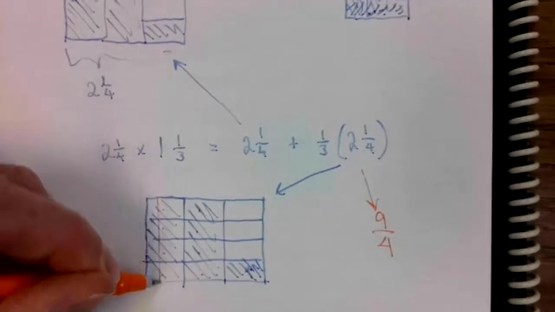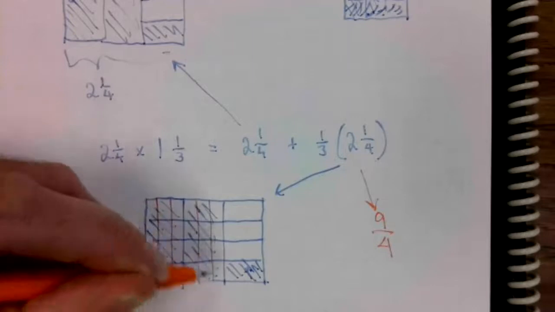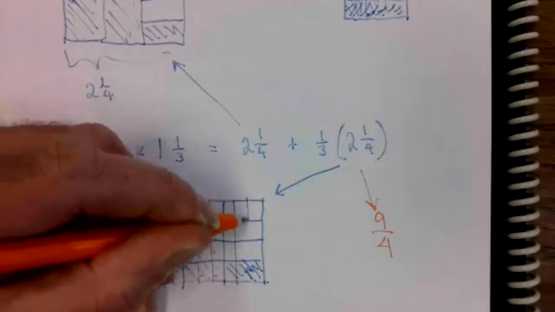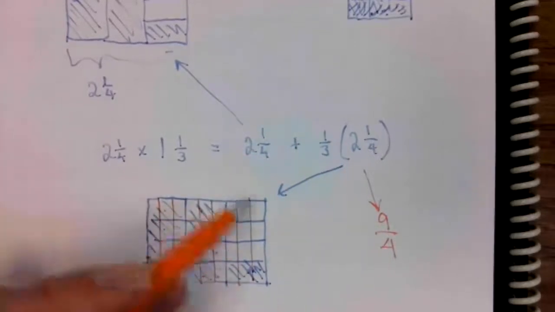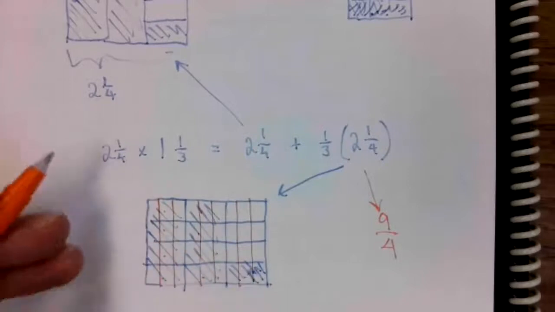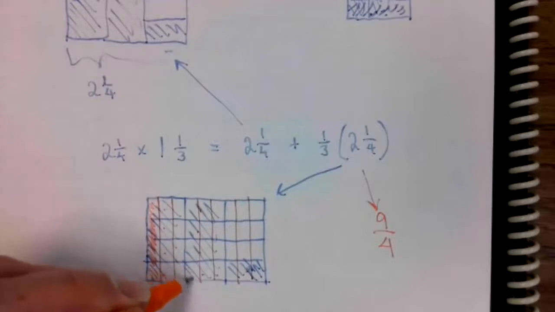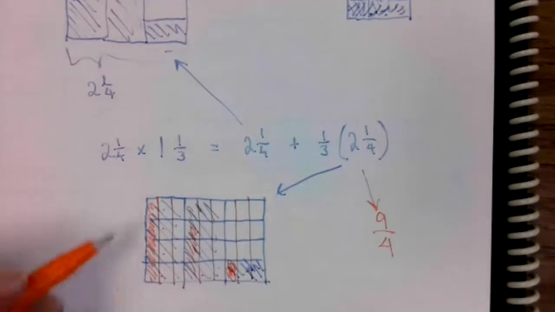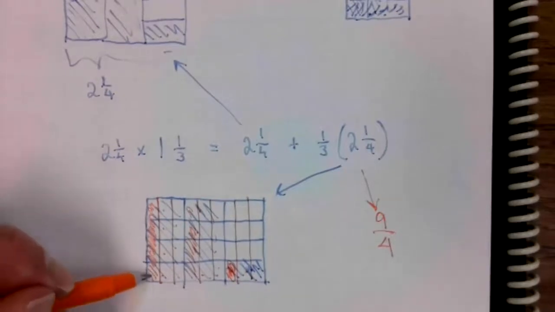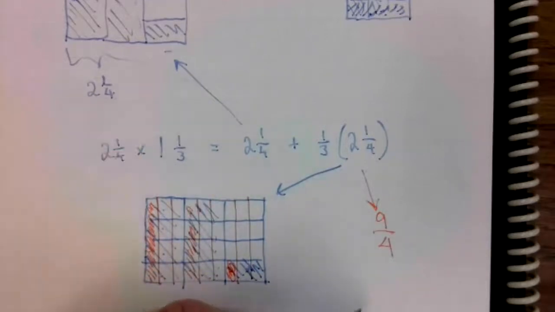You might do something like this. I know you're saying, okay, that's a lot of pieces. I broke each of the pieces into thirds. And I'm going to take one of those pieces. So that's 1, 2, 3, 4, 5, 6, 7, 8, 9 over 12.